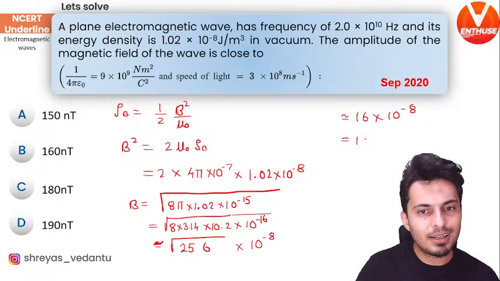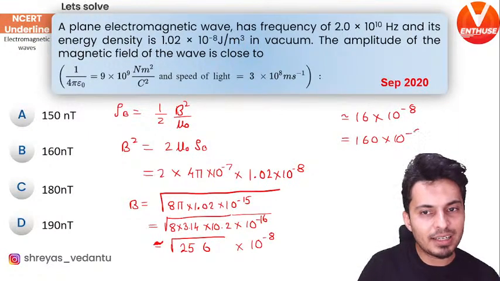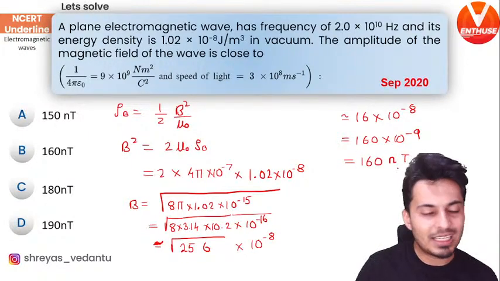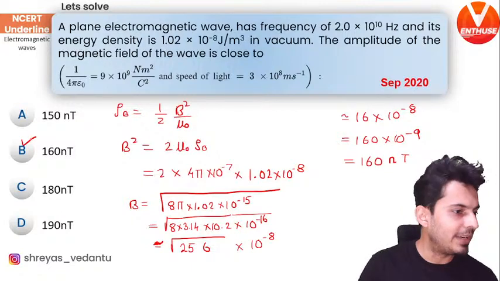So this is nothing but 160 into 10 to the power minus 9, which is 160 nano. 10 to the power minus 9 is nano Tesla, which is option B.